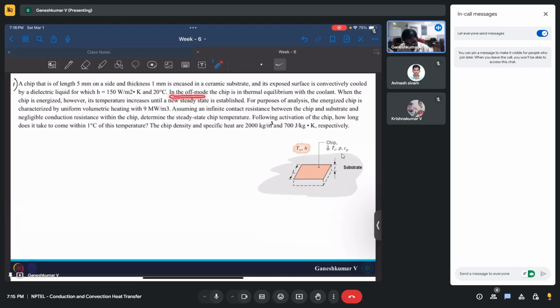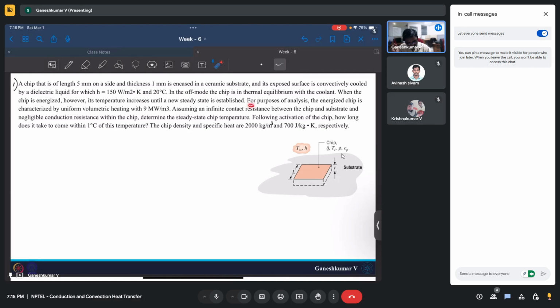In the off mode of the chip, which means it is not working, it is in thermal equilibrium with the coolant, which means the coolant and the chip are at the same temperature. Initially at t equal to 0, the chip is at 20 degrees Celsius. When the chip is energized, or switched on, its temperature increases until a new steady state is established. We solved steady state problems before, but now we are interested in the transient analysis from the initial condition to steady state.